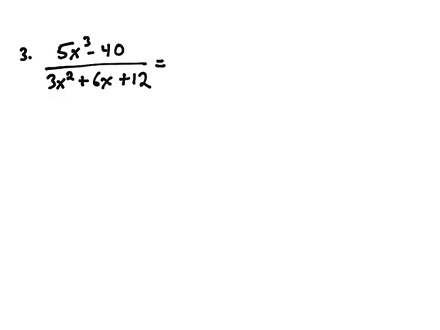And here we have 5x cubed minus 40 over 3x squared plus 6x plus 12. All right. So we have some factoring to do. So what we're going to do is factor out the numerator, because that's a little bit easier. And we're going to take out a GCF of 5. And that's going to be the x cubed minus 8.